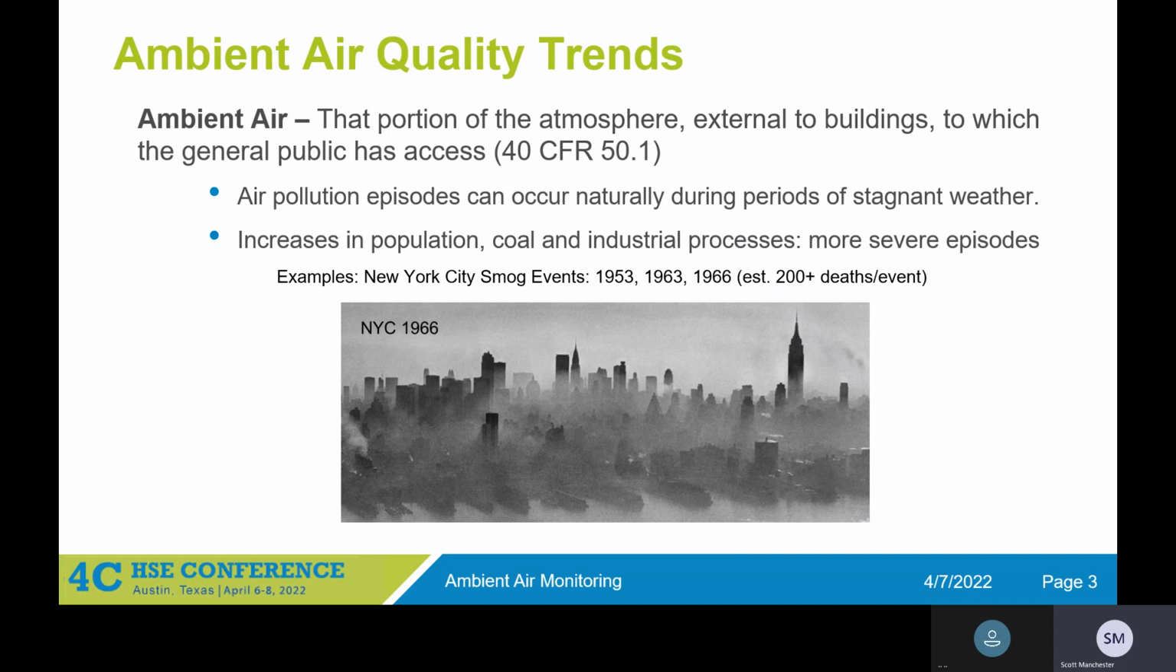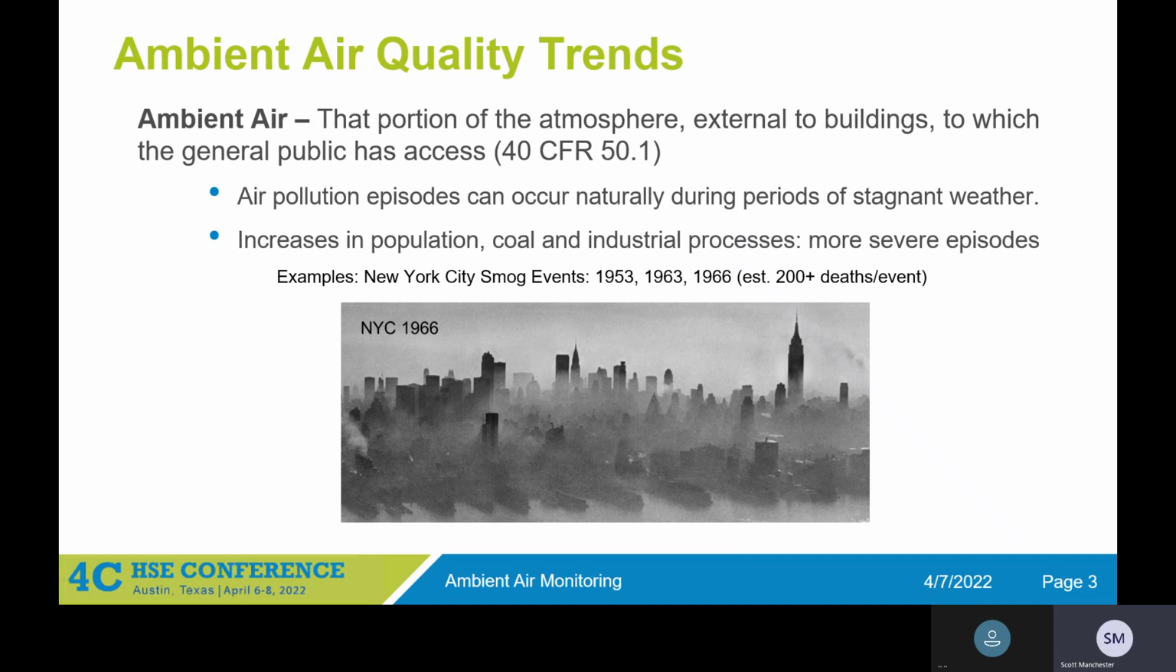So just to start, let me talk a little bit about ambient air. It's actually specifically defined by the EPA as that portion of the atmosphere external to buildings to which the general public has access. And that really is there to exclude anything indoors or even on site at facilities and projects. So just the areas outside in the public.